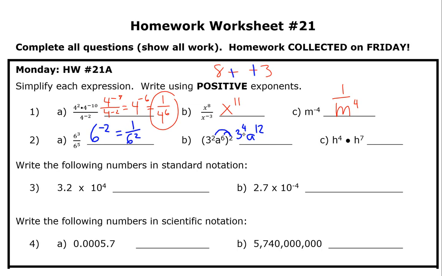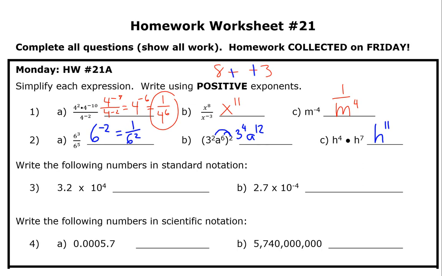I could compute 3 to the 4th, but it does say to write using positive exponents, so I'll leave it like this. Question C, h to the 11th. When you multiply like bases, leave the base the same and add the two powers together.